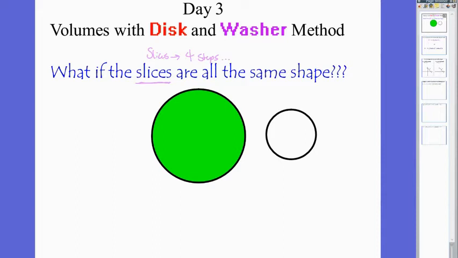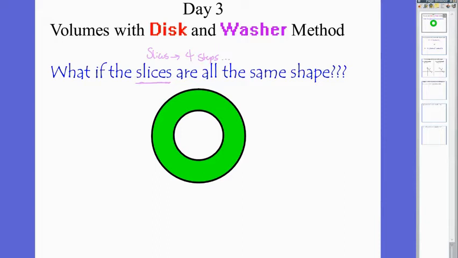If I want to find the area of a disc, it would be like the green circle or the white circle by themselves. If I'm talking about a washer, does everybody understand that a washer is just what you get when you have that green ring and there's actually physically a hole in the middle?